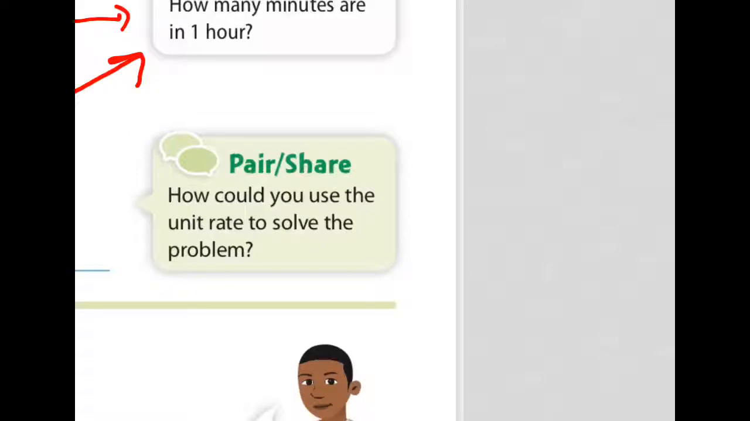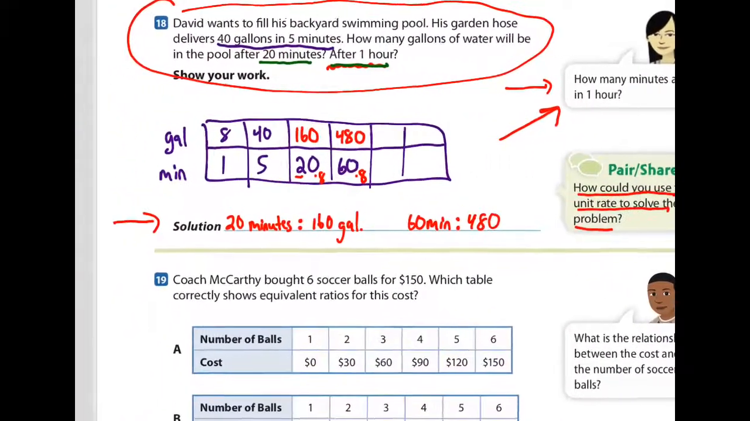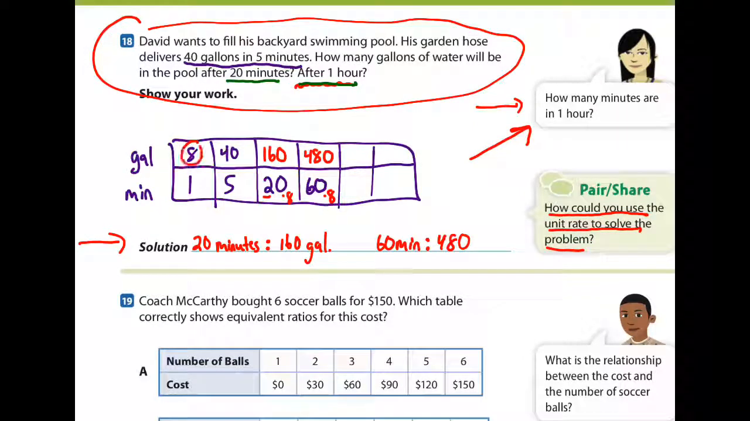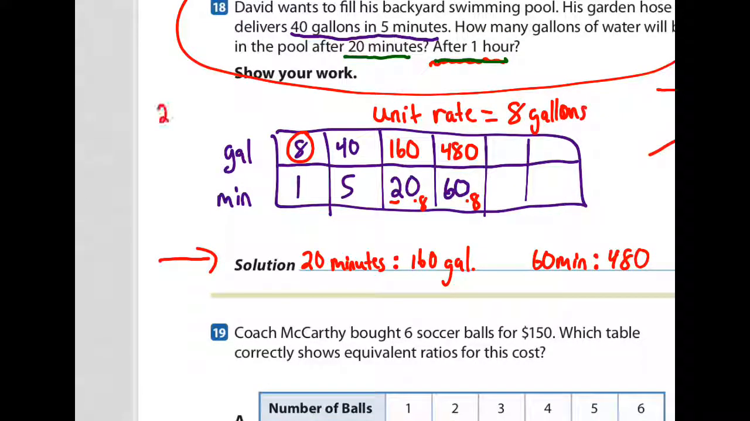Now, this question I want you to think about. It says, how could you use the unit rate to solve the problem? Now, remember, the unit rate is the number with the rate. It's the 8. So the unit rate I'm going to write down right here. The unit rate is 8 gallons. Now, that just means 8 gallons for every minute, right?